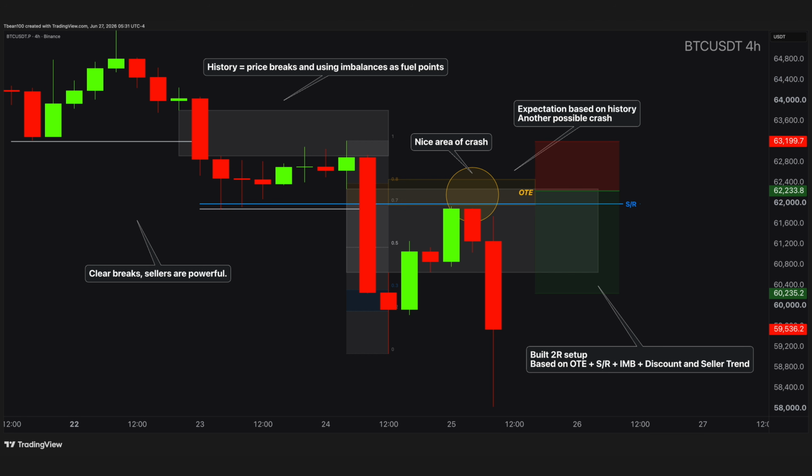And imagine that I placed my order right in the middle of this nice OTE and built this perfect trade setup using the SR flip, OTE, imbalance, discount area, and ongoing seller trend. Everything looks perfect, right? Like a textbook. But in the end, if you really look at it, my limit order never gets hit.